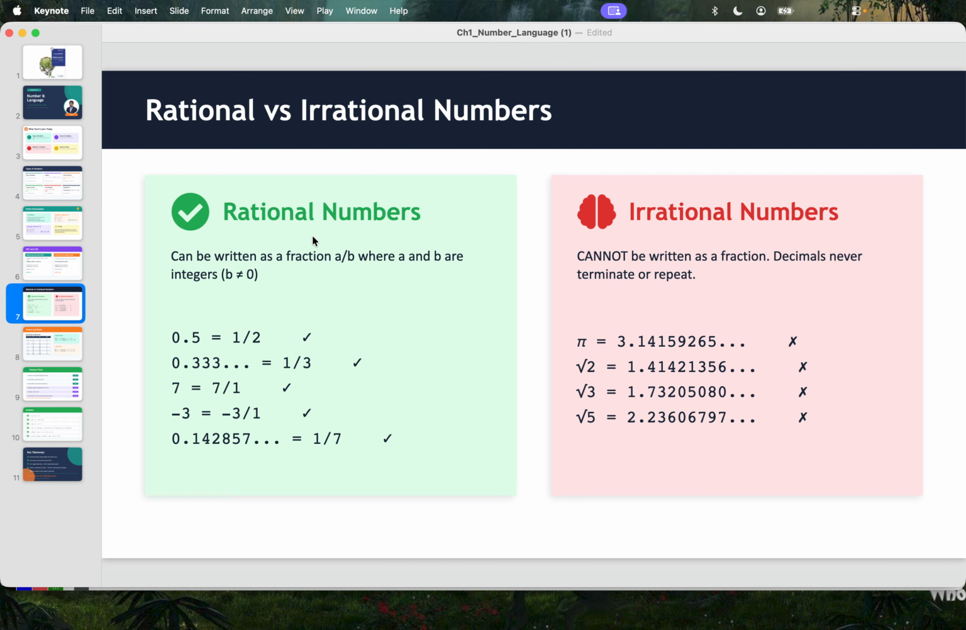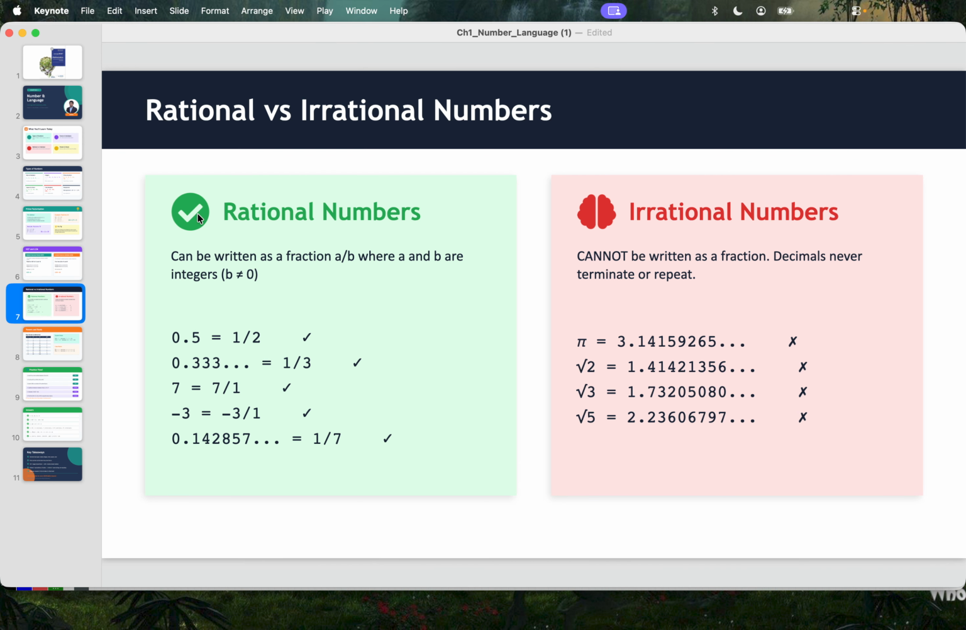Hi guys, welcome back. So now we will learn about rational and irrational numbers in this class. The set of rational numbers and irrational numbers together are called real numbers. Okay. So what are rational numbers?